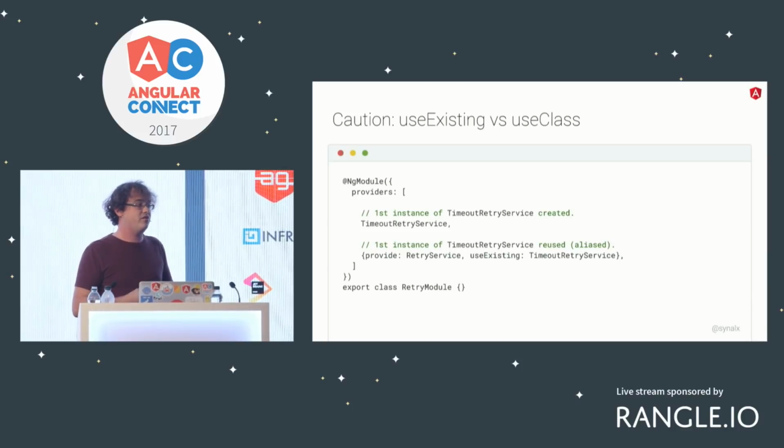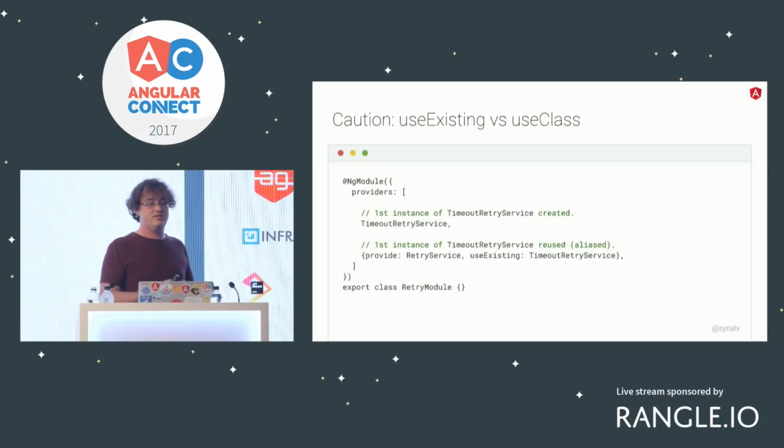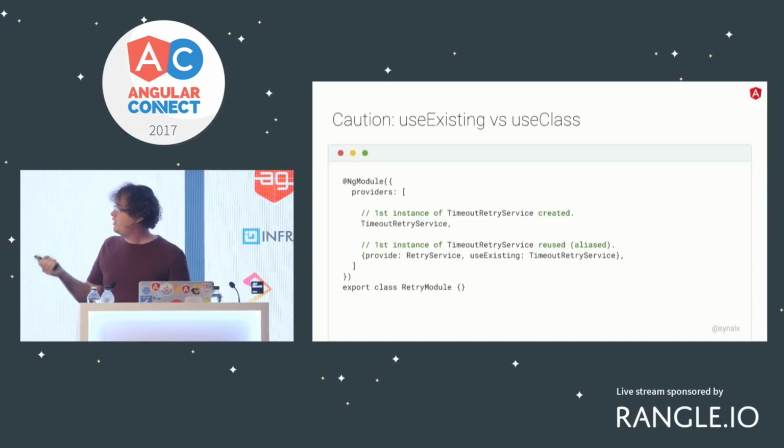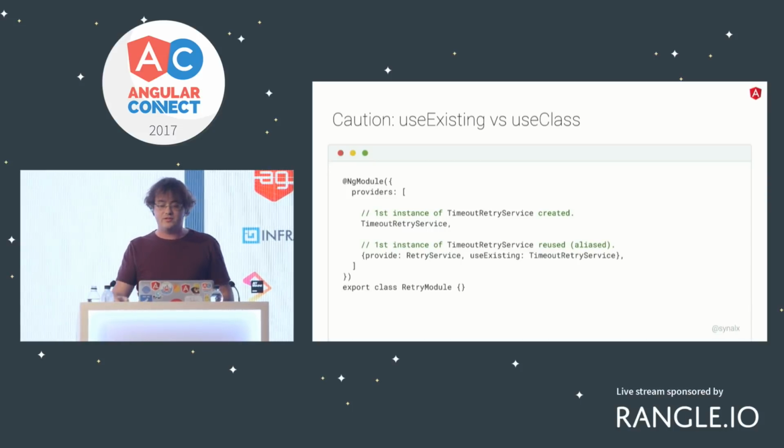We're telling DI not to create something new, but to go look at the existing token and use the same value for the new one. And so we have only one instance of the service here that you can inject using either token. And that's a lot safer to do.